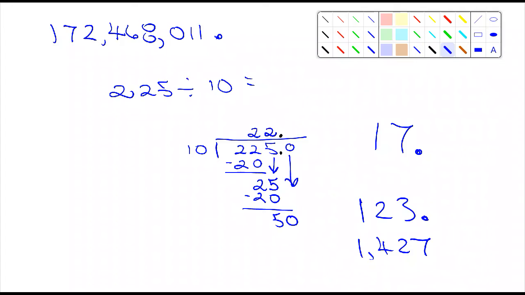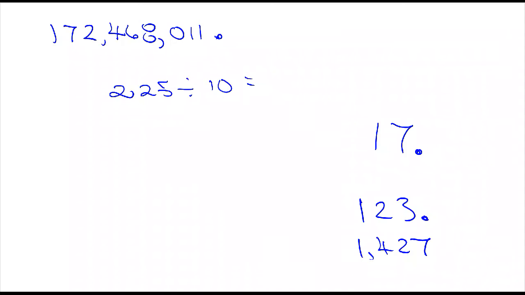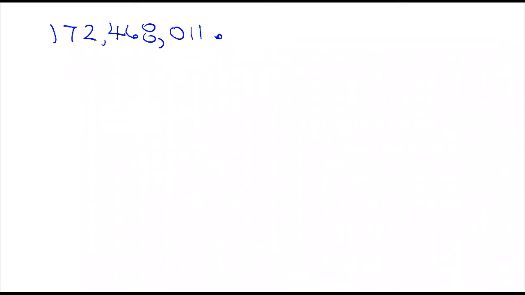10 goes into 50 how many times? 5. Is there anything left over? No, we're done. So 225 divided by 10 is 22.5. Now, some of the problems I'm going to give you, there will be a decimal. And so you've got to keep track of that. Most of the problems I give you, there is not a decimal. In other words, there is not a remainder.